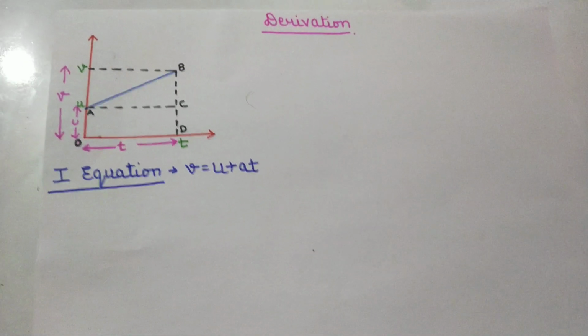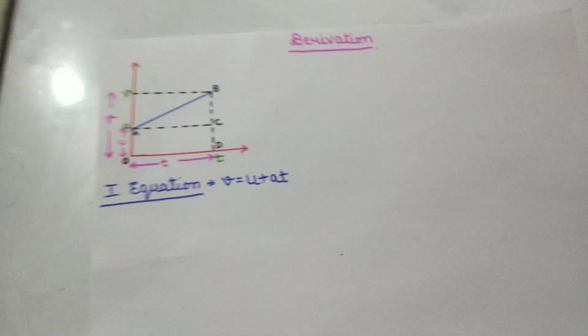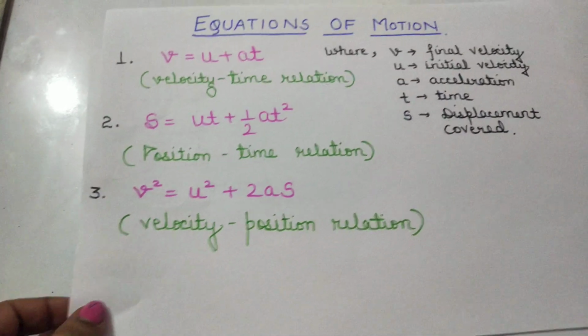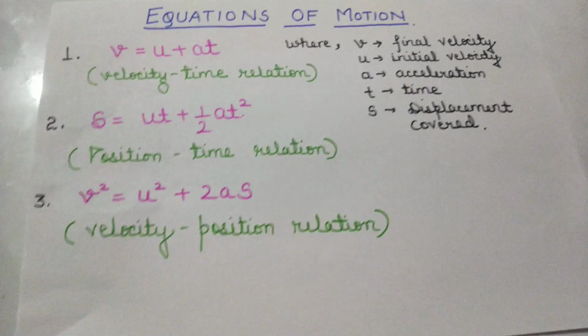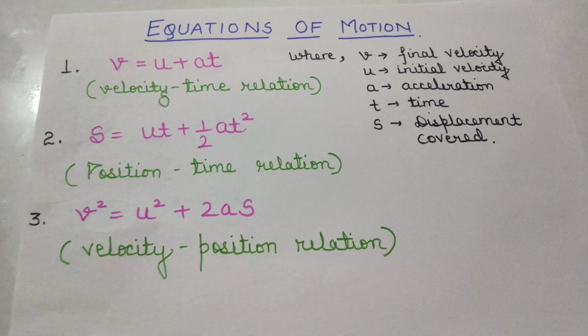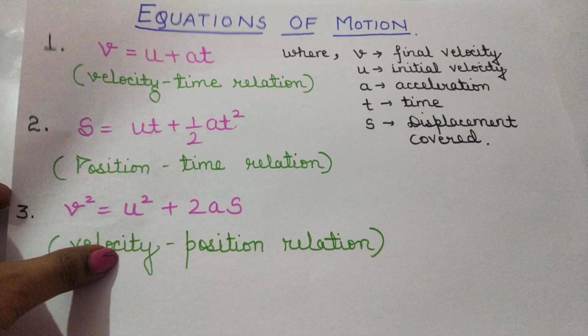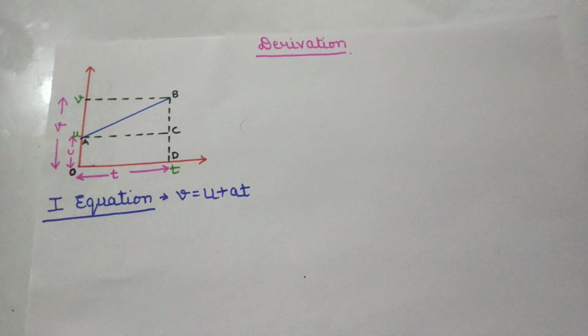So children, now we are going to start with equations of motion. I have told you the three equations of motion: v is equal to u plus at, s is equal to ut plus half at square, and v square is equal to u square plus 2as. Now we will start the derivation of these three equations of motion.